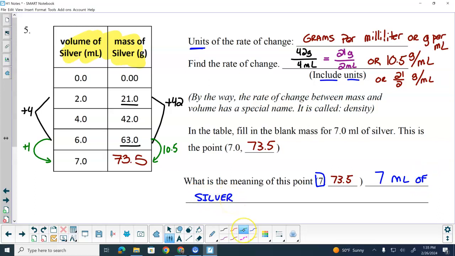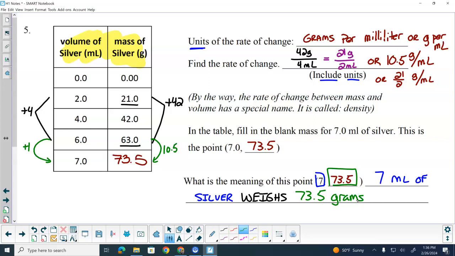Always. Okay. Means what? I need a verb kind of in there. Per is not a verb. We've already used it. It starts with W. Weighs. There we go. 7 milliliters of silver weighs 73.5 grams. Good. That was not real, by the way. Okay? Now that's the meaning.